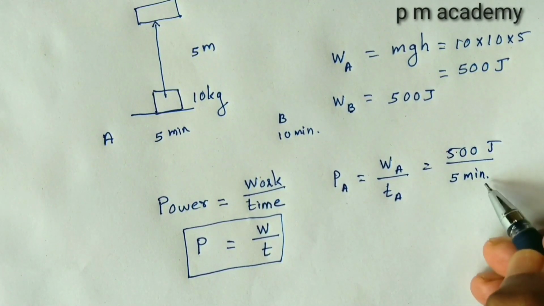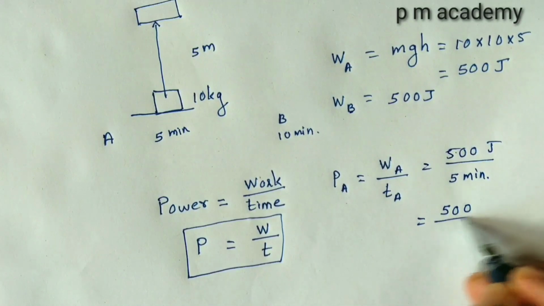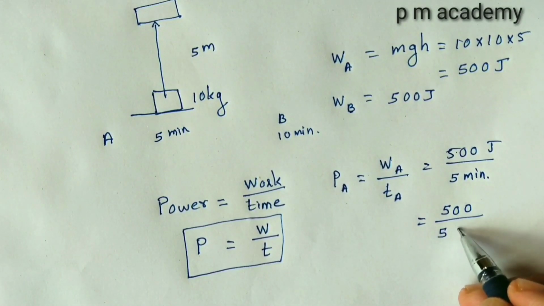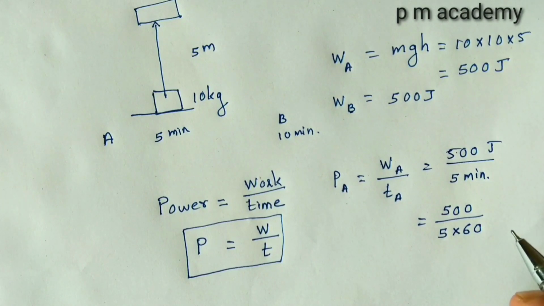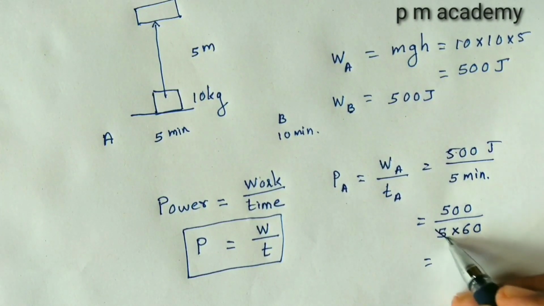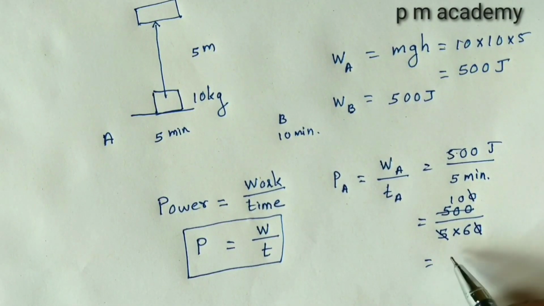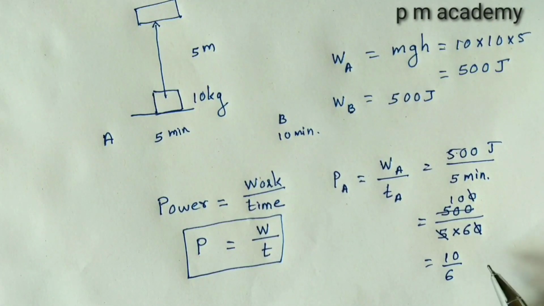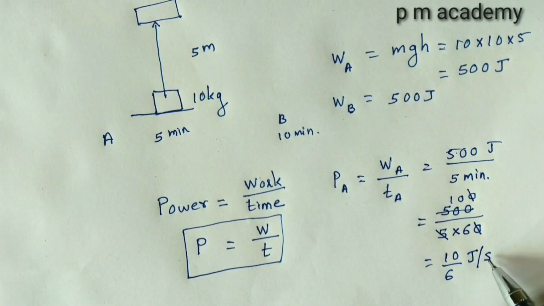You know that minute is not the SI unit. You have to convert minute into second. Therefore 5 into 60, since to convert minute into second, multiply with 60. 5 and 500 will cancel out, 100, and the zeros will cancel out. That is 10 by 6 joule per second.